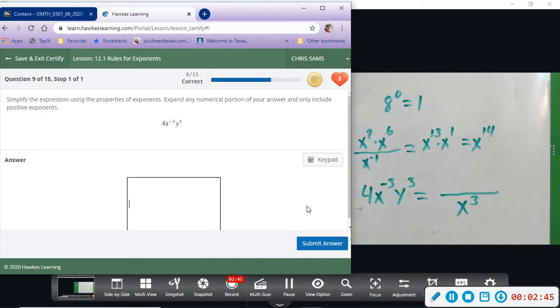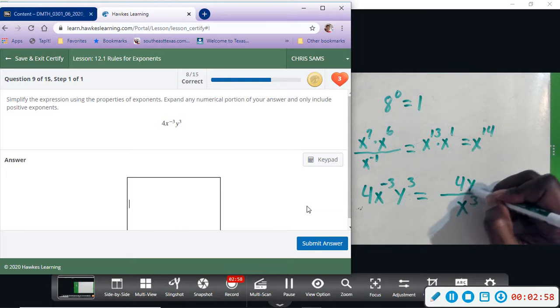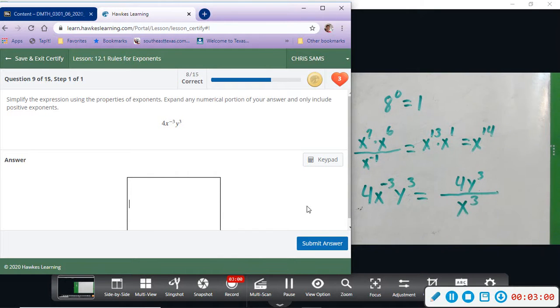It's one of the things that the text didn't really show or explain very well. I think it just showed you the one example where you move it down. And then everything else will stay up top. So the 4 and the y to the 3rd will stay up. So you don't always put a 1 up here. If there are other things, they will go up on the top.